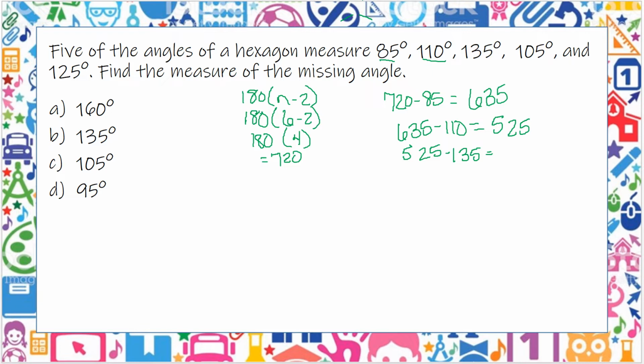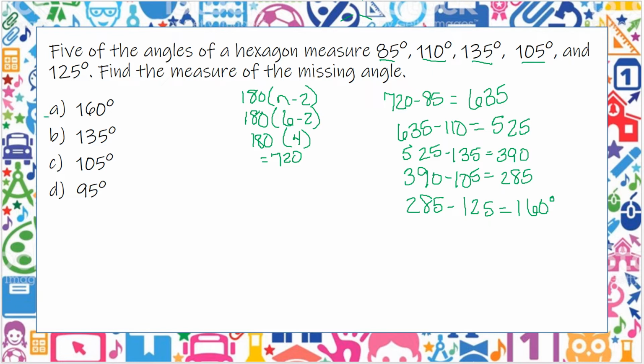$525 minus 135 gives me 390. Then 390 minus 105 gives me 285. So I've done that one. And then the last one, 285 minus 125 would give me 160 degrees.